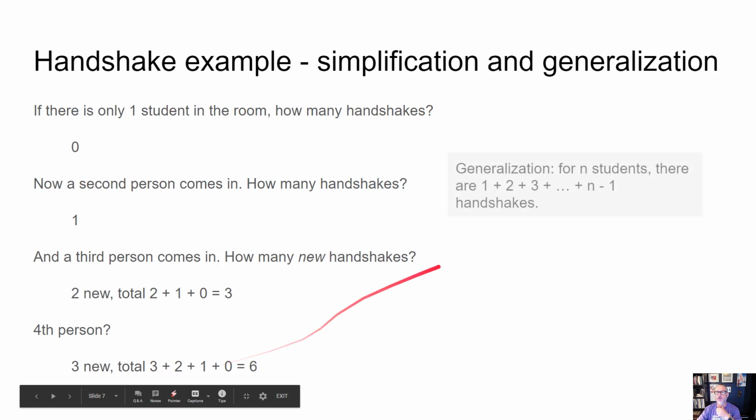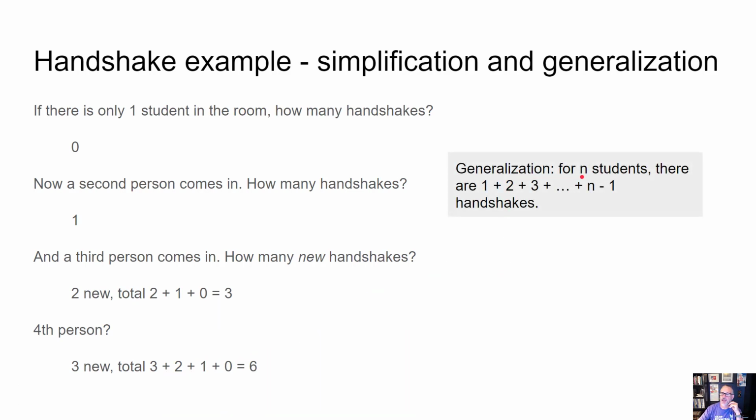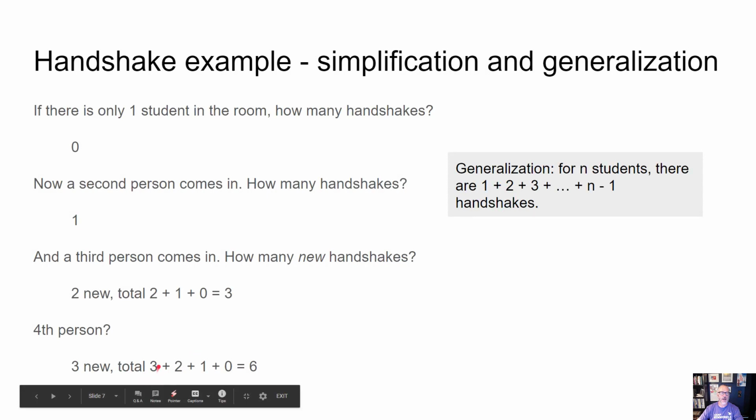Now we can generalize. If we generalize this, then we would say for n students, there are 1 plus 2 plus 3 plus ... all the way up to n minus 1 handshakes. So if there were 4 students, then n minus 1 is 3, plus 2 plus 1 plus 0 is 6. Okay? And we can go a bit further.